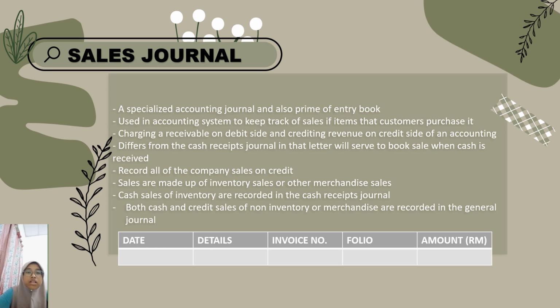Besides that, sales are made up of inventory sales or other merchandise sales. Moreover, cash sales of inventory are recorded in the cash receipt journal. Lastly, both cash and credit sales of non-inventory or merchandise are recorded in the general journal. The example transaction that should be recorded in the sales journal is: sold scarf to Jaja Trading on credit, RM700.